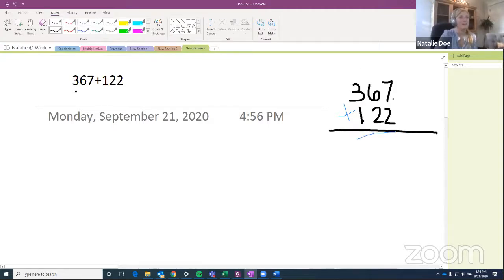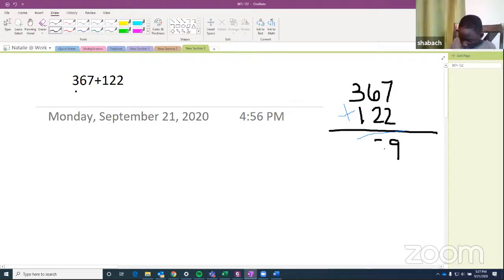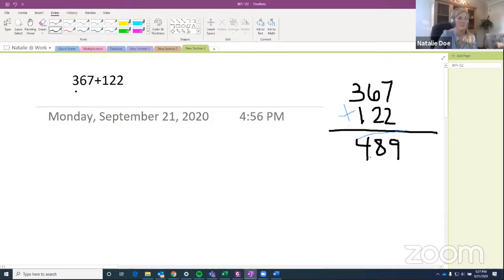All right. So what is 7 plus 2? 9. Okay. All right. What's 6 plus 2? 8. All right. And then what's 3 plus 1? 4. Okay. So 3 digits. Pretty straightforward, right? Not too bad. All right. Let's go ahead and take it up a notch.